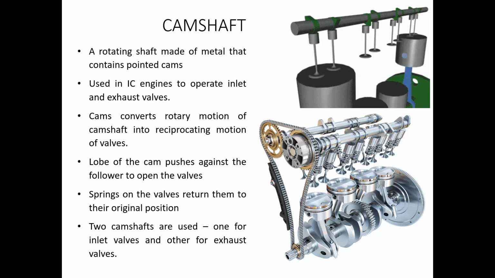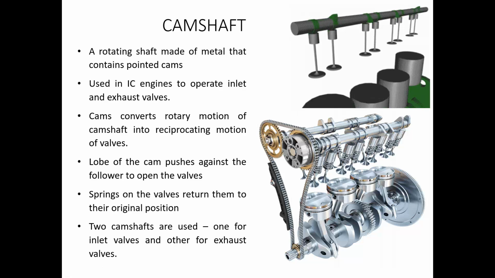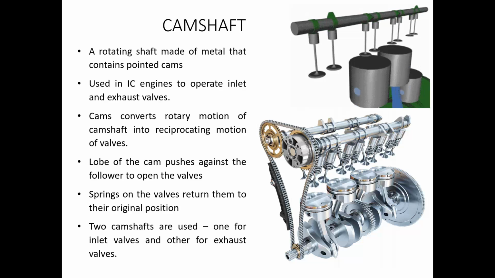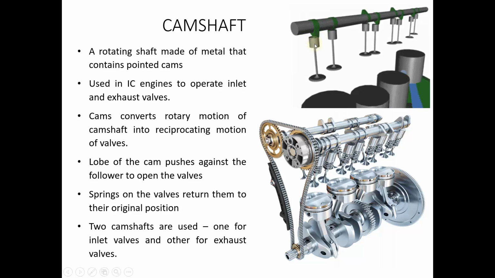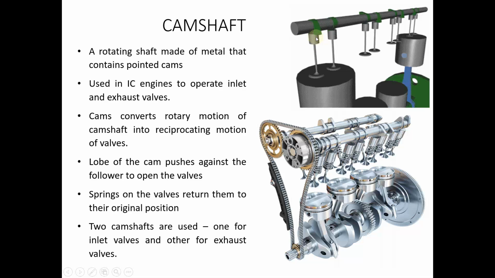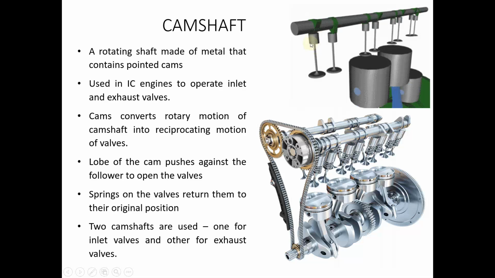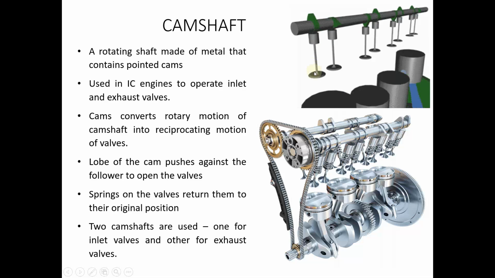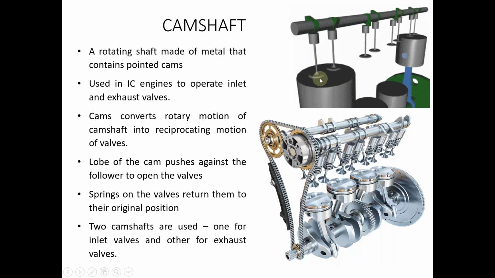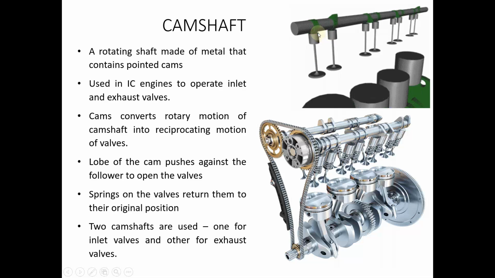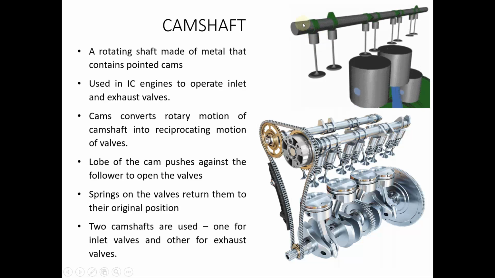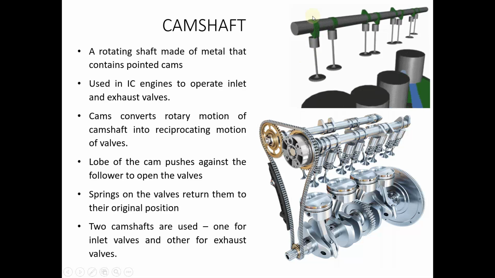The pointed structure of the cam is called the cam lobe. Whenever the cam lobe comes into contact with the follower, which is the portion where the cam makes contact, it pushes the follower down. Since the valves are spring loaded, it pushes the valves down and opens the valve. Once the lobe portion of the cam passes away, due to the spring pressure, the valves will automatically close.